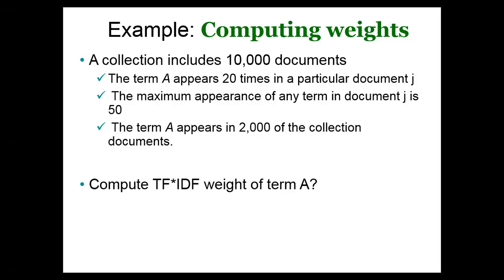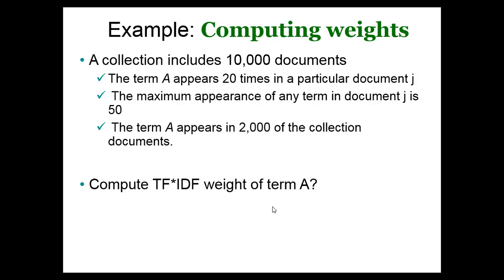So given a collection of 10,000 documents and term A appears 20 times in a given document J, the maximum appearance of any term in document J is 50. There is another term which appears frequently in that given document J, 15 times. The term A appears in 2000 of the documents in our collection. Now you are asked to calculate the TF-IDF of term A.